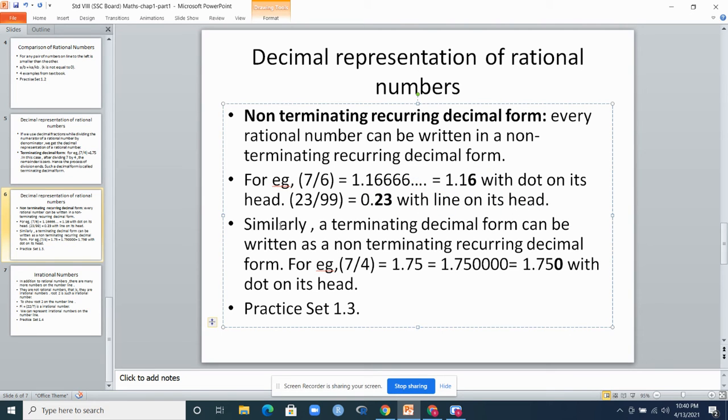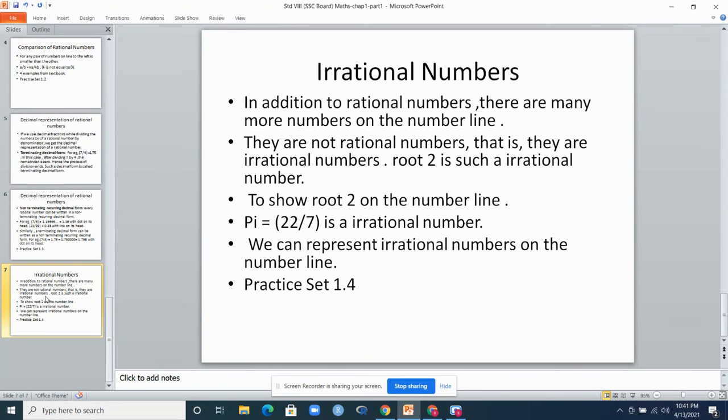Similarly, a terminating decimal form can be written as a non-terminating recurring decimal form. For example, 7 by 4 is equal to 1.750000. So 0 is recurring. So we can write a terminating decimal in the form of a non-terminating one.